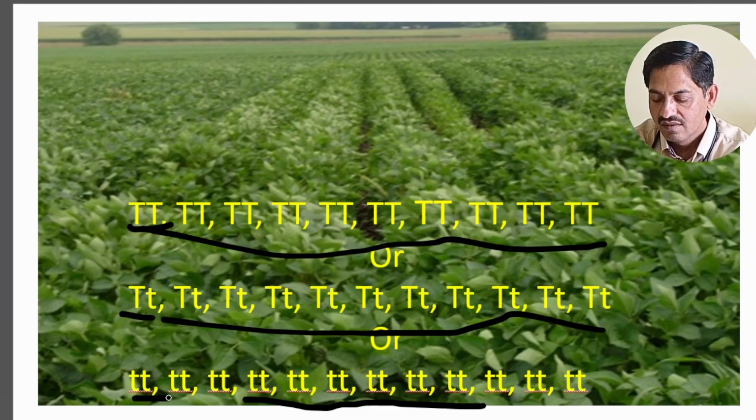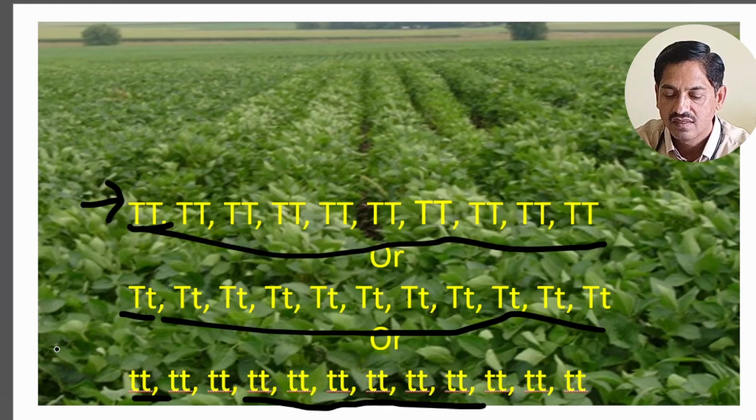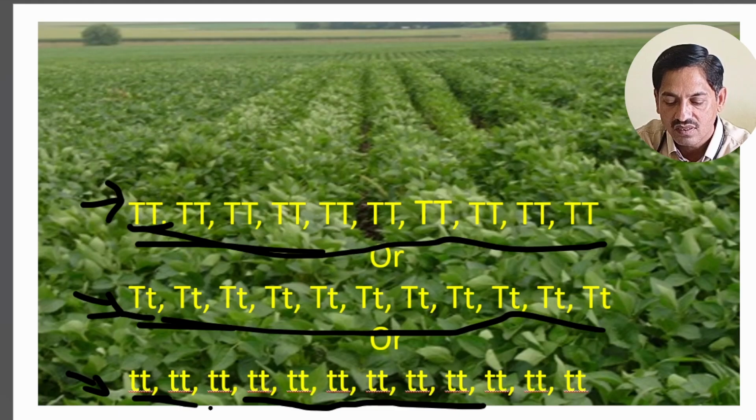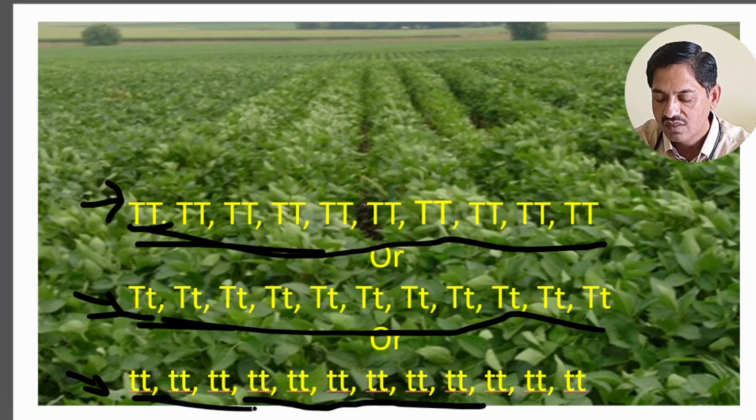Pure lines will always be like this, either capital T, capital T or small t, small t. F1 will always be heterozygous in nature, and a clone will always be like this, either like this or like this. Whatever genotypes constitute this variety, all will be like this.